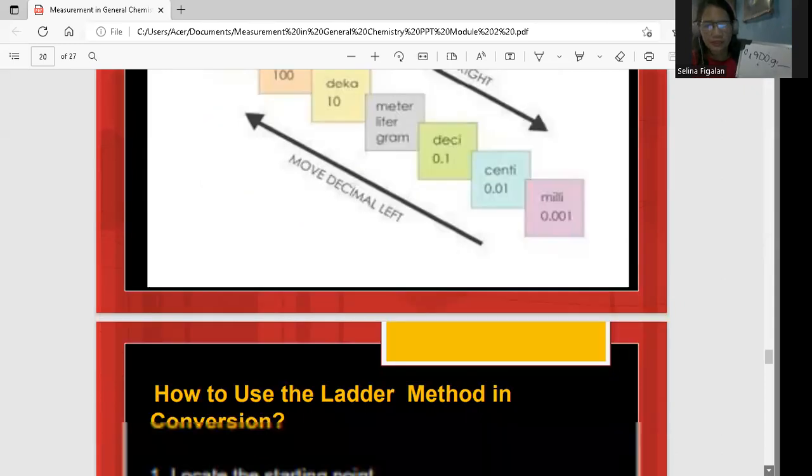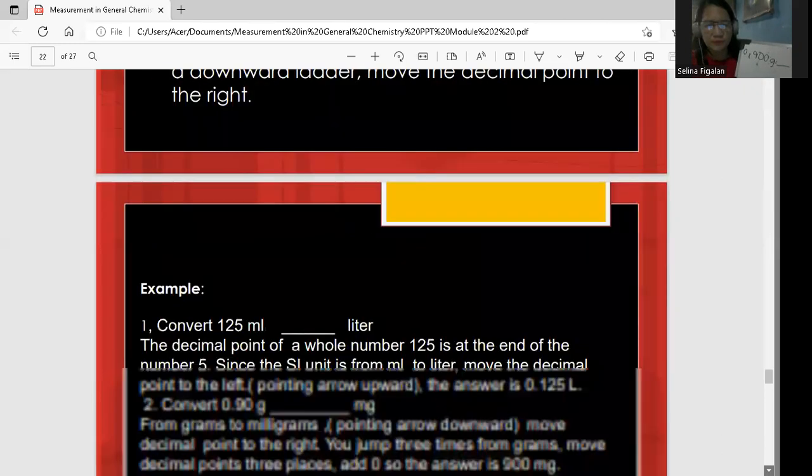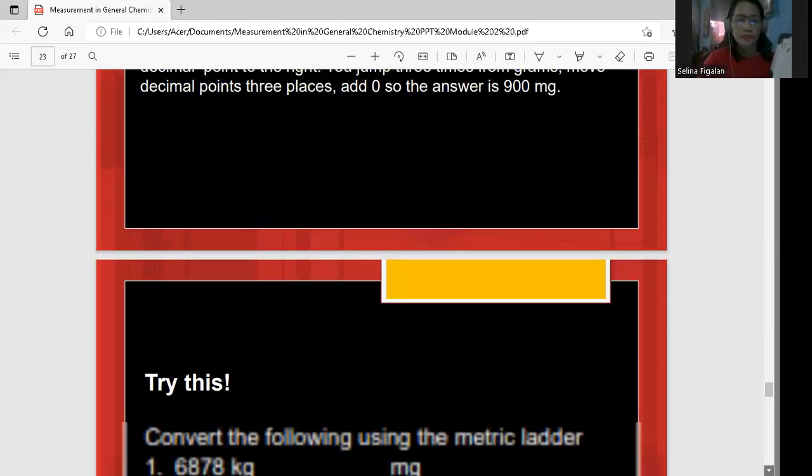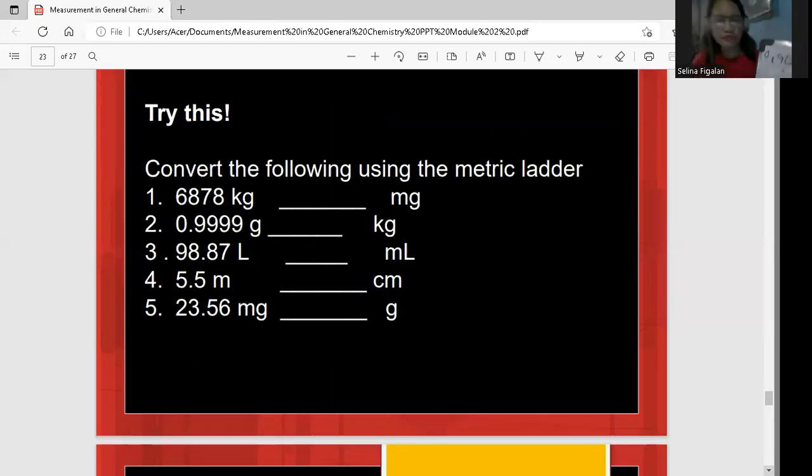Okay, so look at this. The explanation here below. So the 0.90 grams is equal to, may equal sign dapat yun. Okay, there is an equal sign here. Okay, ang mathematics na to kasi hinawakan ko to, parang na-recall yung aking mathematics. Okay, so we have to try this to convert the following using the metric ladder.